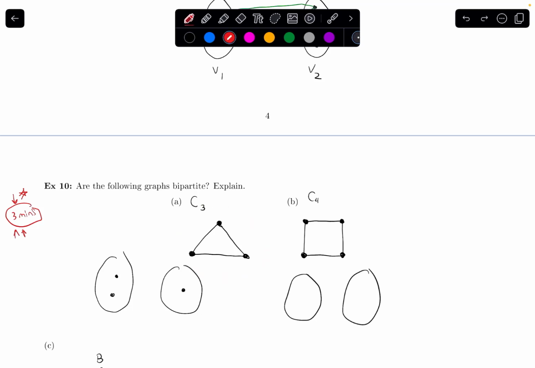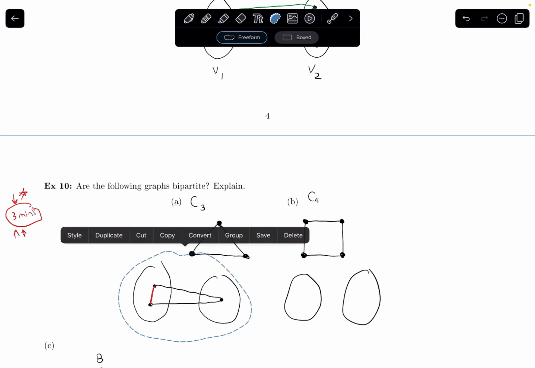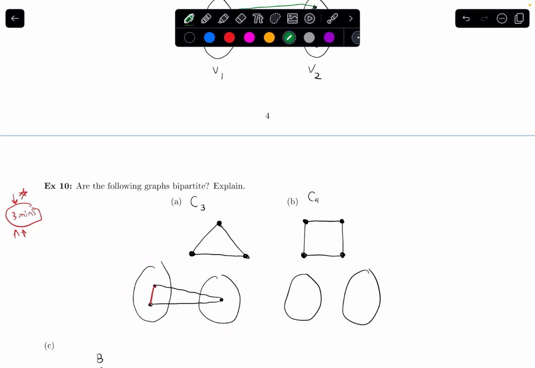Because of the way the cycle works, there's got to be an edge connecting these two vertices. And that would be problematic because for it to be bipartite, there can't be any edges within a circle. But I know based on the nature of the cycle, these would be connected and these would be connected, and the other two would be connected, but that's a problematic edge. So that's going to happen no matter what with C3. So for C3 here, the answer is no, it's not bipartite.